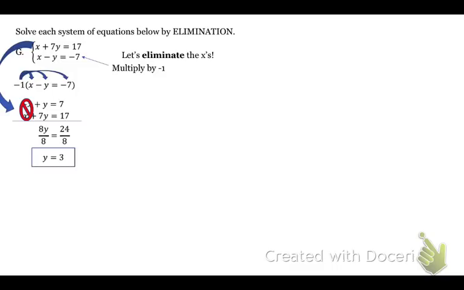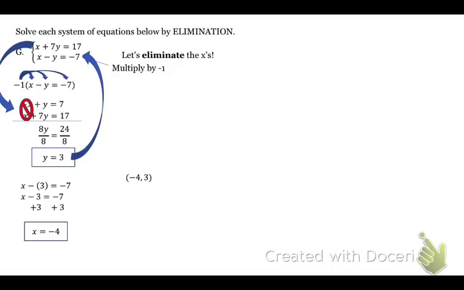Then we have to solve for x, so we're going to plug it back in up there. So you get x minus 3 equals negative 7. Add that 3 over, and you get x equals negative 4. Ordered pair, negative 4, positive 3.